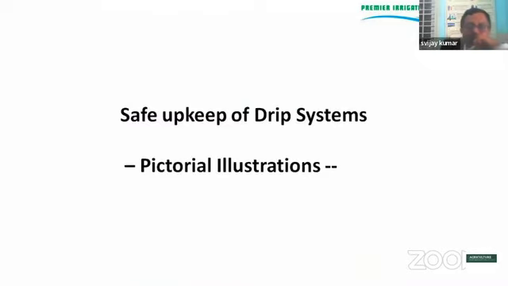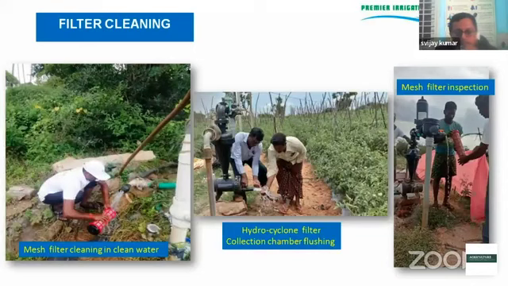Now I just want to take you to the last part, that is the safe upkeep of the drip irrigation system, with the help of some pictorial illustrations. We all know that we have a number of filters. I'm showing you all 3 types of filters. Whenever the filter has to be cleaned, you can see on the left side, the cartridge with the mesh inside has to be taken out and cleaned under running water. Here you just put in the water and the mesh gets automatically cleaned.